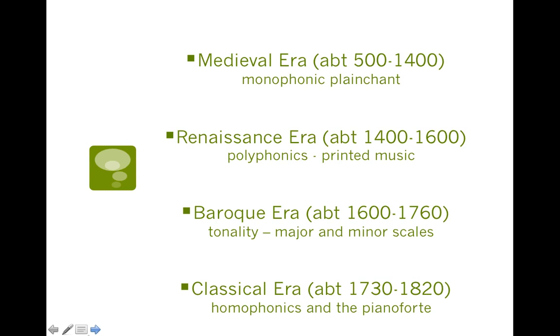Okay, then we have the Classical era. Homophonics, which means there's one melody and all the other sounds are harmony or chordal support for that one sound. They could do that now with the piano. They had a loud and a soft pedal for one thing, and orchestras could do that same thing. So homophonics means one melody, but much complex support for that melody.